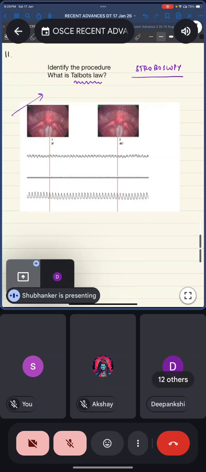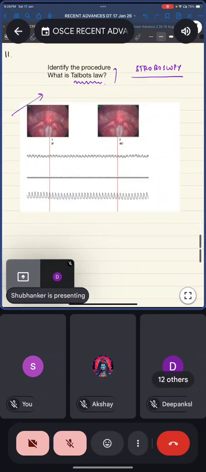See, if you want to remember by the image, by the procedure per se, that is pretty okay. It's up to you how you are grasping. But if you get confused by seeing the images, please remember Talbot's law. If they are asking, it is stroboscopy. This is important. And what is this Talbot's law? Talbot's law बोलता है कि image on retina.